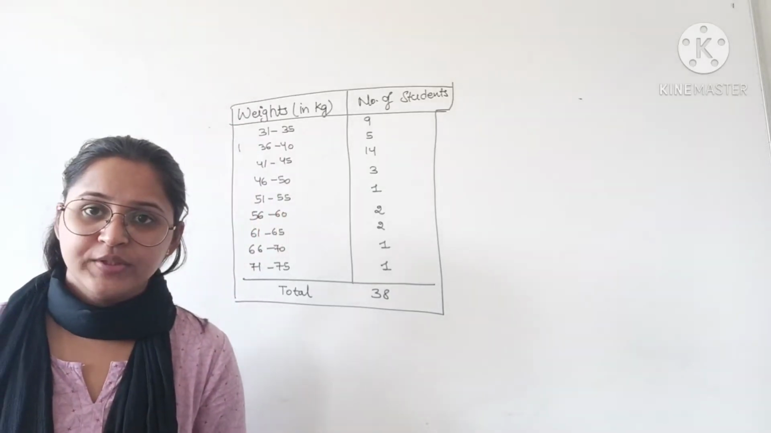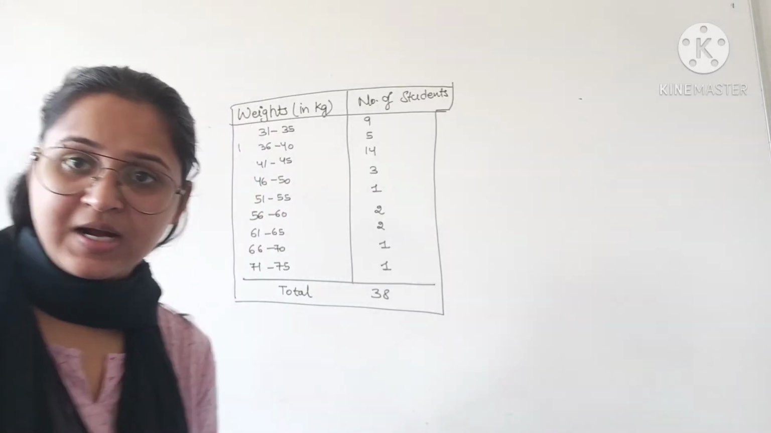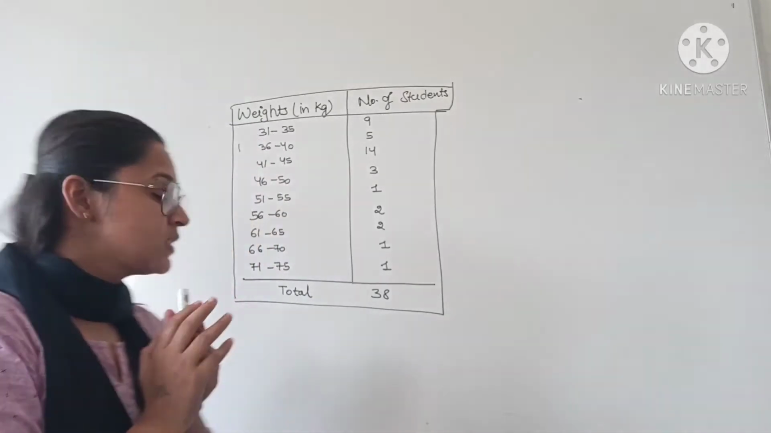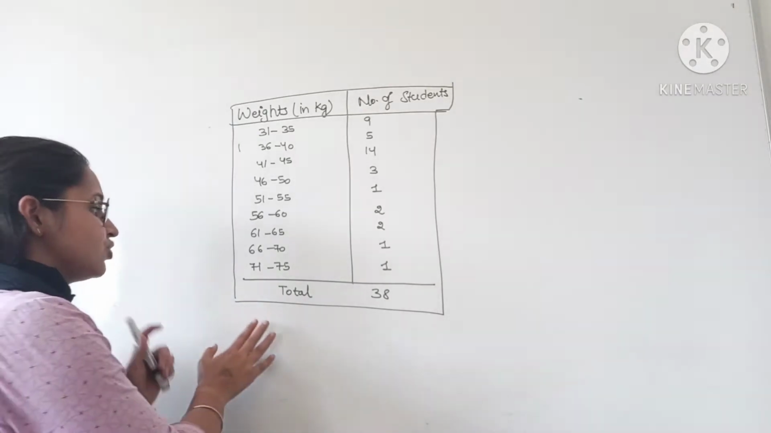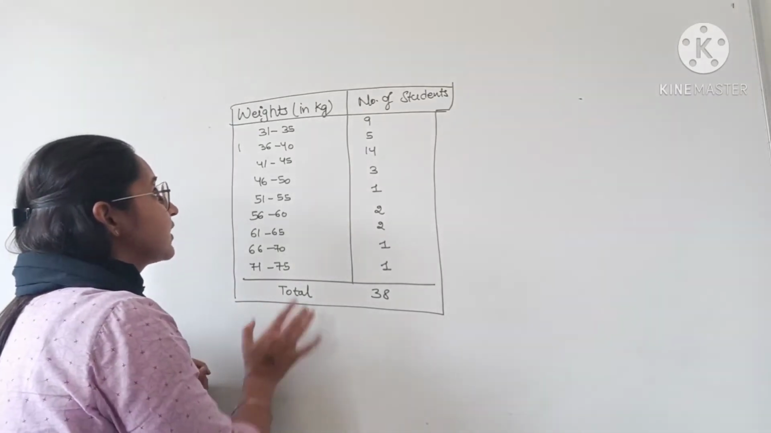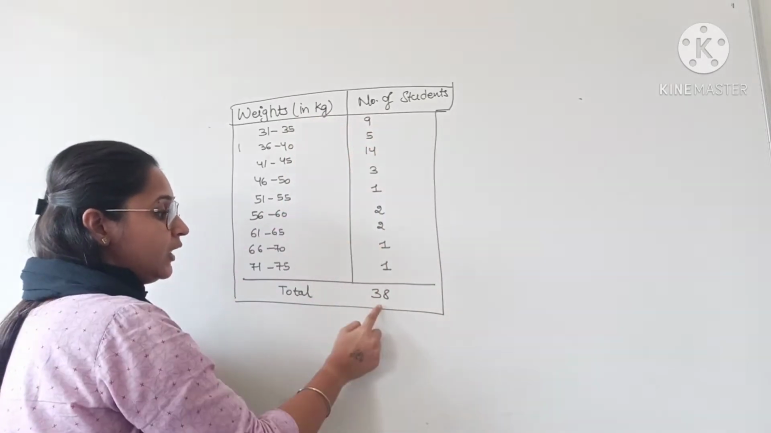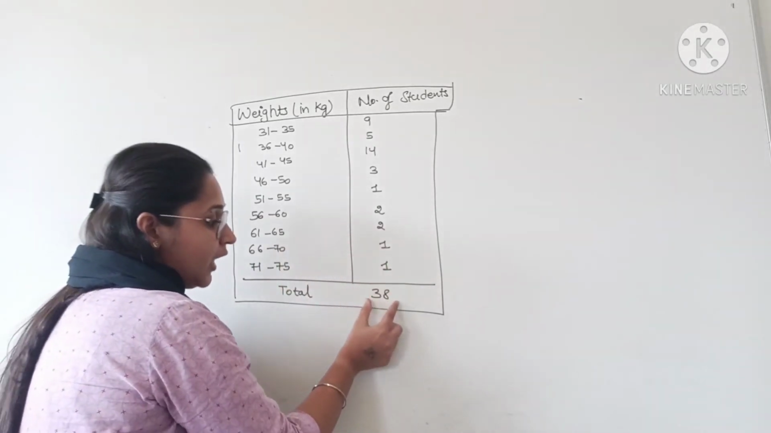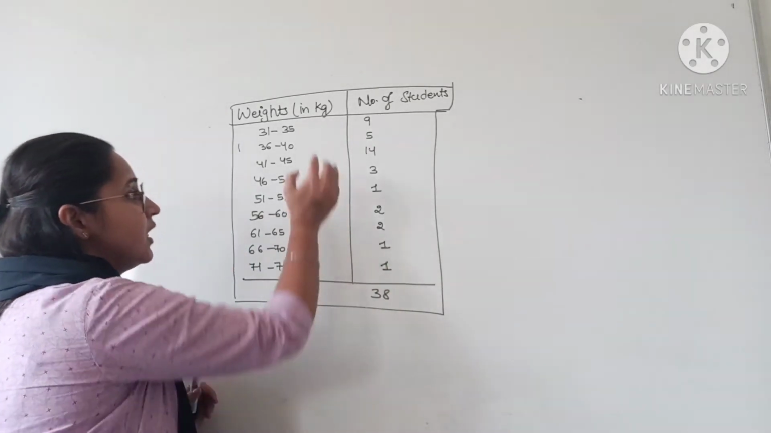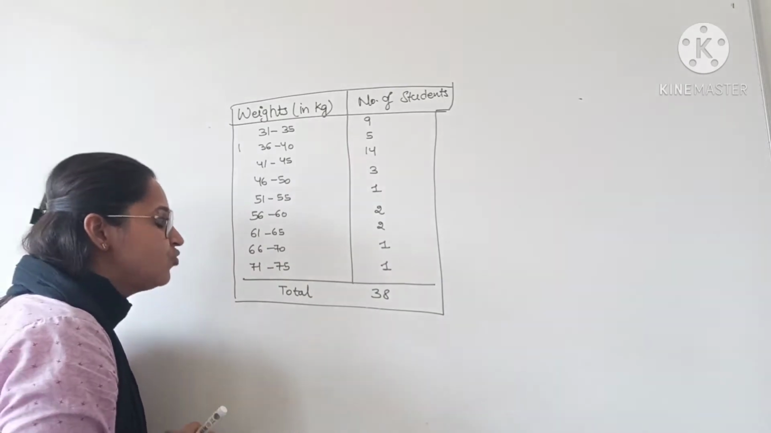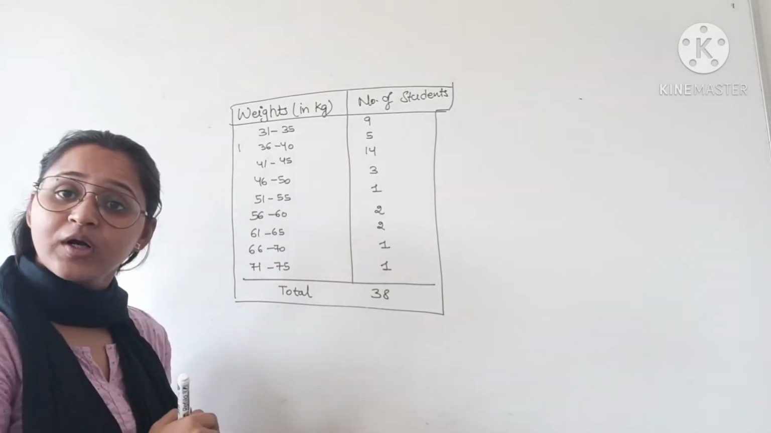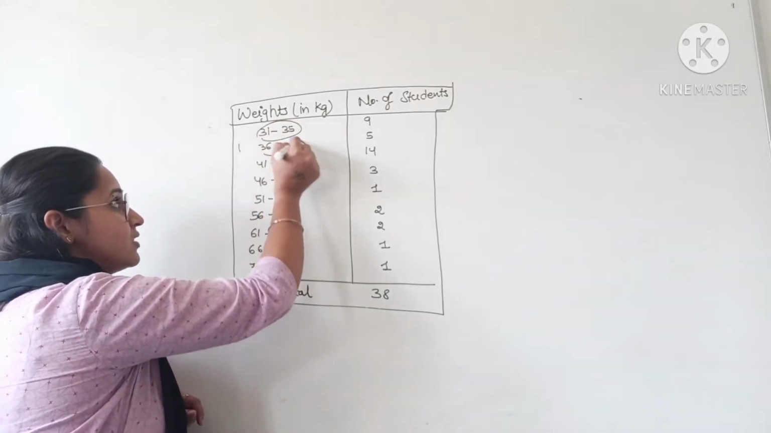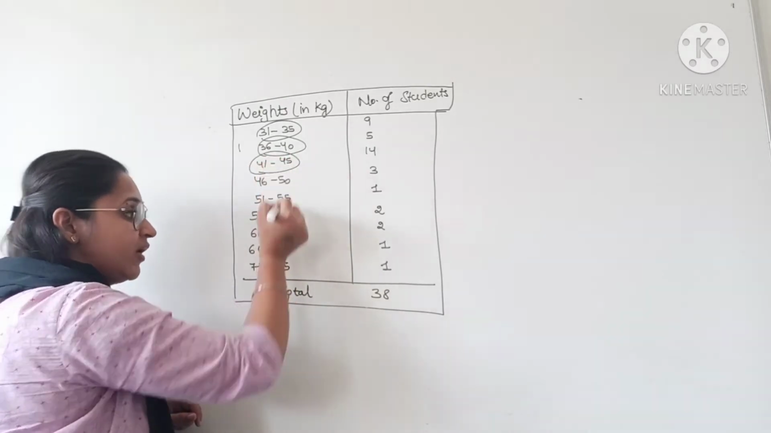Now see, students, as we have discussed the class size, class interval, classes, their range and some more information, we will study. First of all, this is a table that describes the weight of 38 students. Now, as we have discussed the classes or class interval, here the class interval is 31 to 35, 36 to 40, then 41 to 45 and so on.